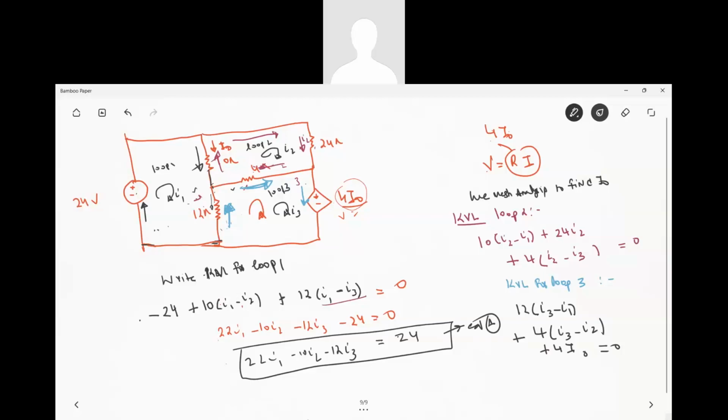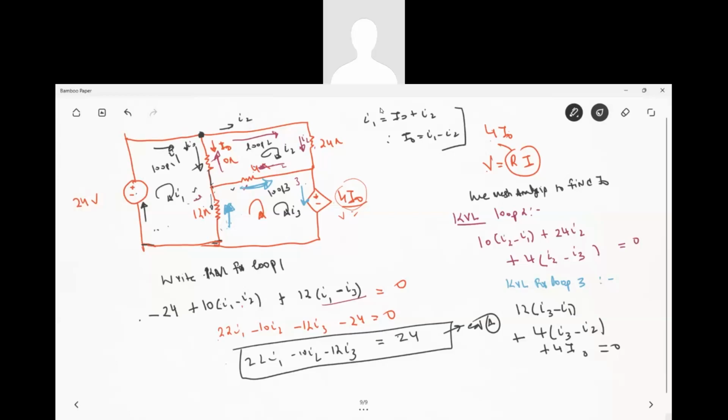You check at the node. See, at this node, the current is I1, correct? It is showing I0 going here, and this is I2, correct? So you can write I1 is equal to I0 plus I2. Therefore, I0 is nothing but I1 minus I2, right? You can see.